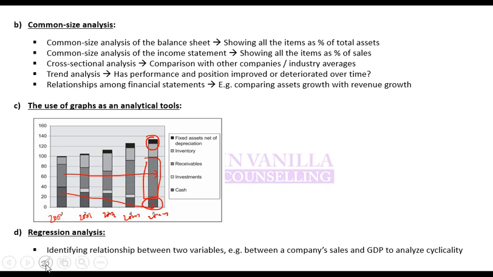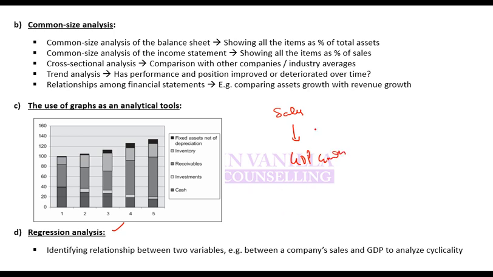Another tool can be regression analysis, and it is generally useful in finding out relationship between two variables. So for example, if you want to find out how company's sales are related to GDP growth, you can run a regression of sales growth on GDP growth and find out what is the relationship. Are these two related or not? If related, then what is the relationship? And this can also help you analyze cyclicality. So for example, you find out that both are strongly related, both move in the same direction, that means company is cyclical.